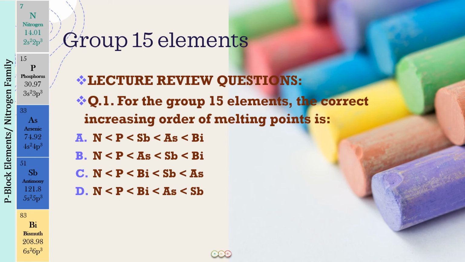If you've done that, let us look at the solution. I hope you all remember that the melting points increase from nitrogen to arsenic, and then from antimony to bismuth they are falling. So nitrogen has the lowest melting point, then phosphorus, then bismuth, then antimony, and then arsenic. First we have nitrogen, then phosphorus, then bismuth. So these two options seem to be correct. Then we move on to antimony, and the highest melting point is for arsenic. So the correct option is going to be C.